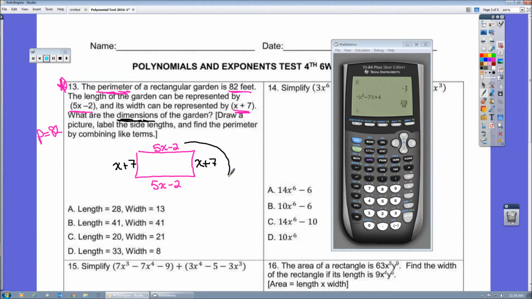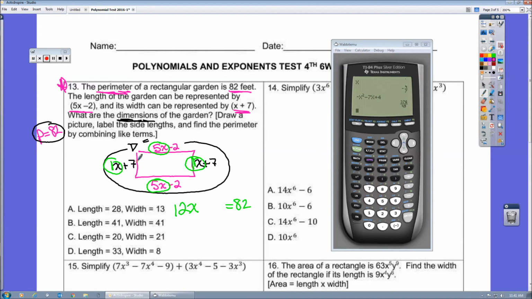What you have to do is add all of these four sides together and set it equal to 82. So let's add all four of these sides up and set it equal to 82. Let's start with the x's. We're going to do this in our head here. 5x plus 5x, that's 10x. There's another x, that's 11, and one more here is 12. So I have a total of 12 x's. We'll write that down, 12x.